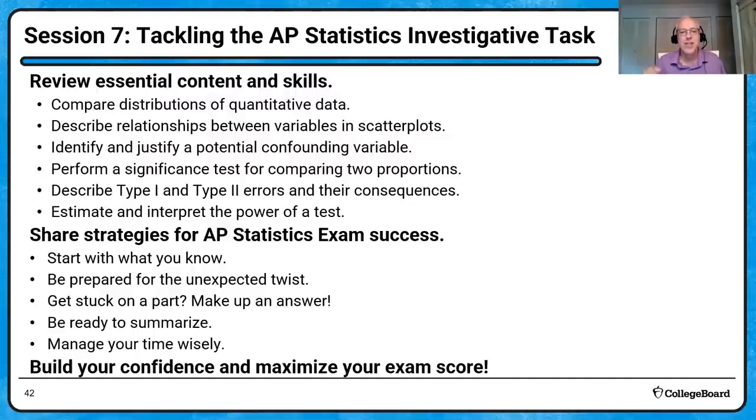And I hope that what we've done in this session has really helped build your confidence about the investigative task and will help you maximize your exam score by ensuring you don't get a 0 on the investigative task, and then in fact you follow these strategies to earn as many points as possible.